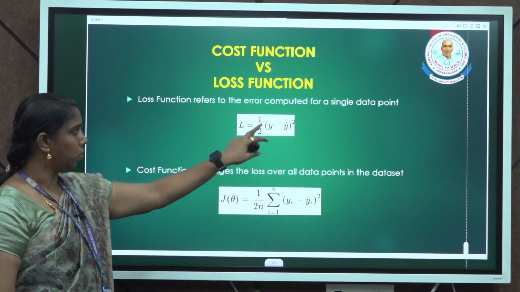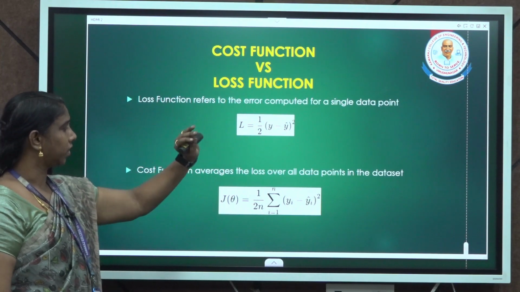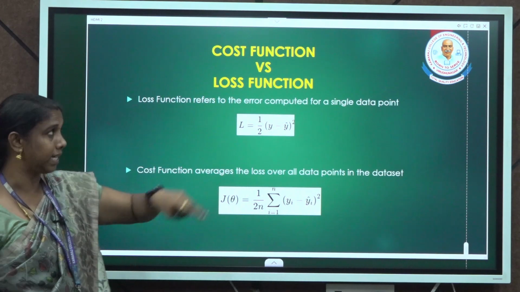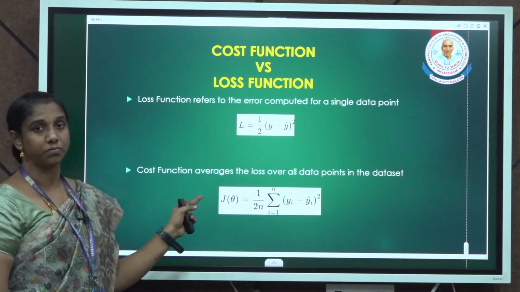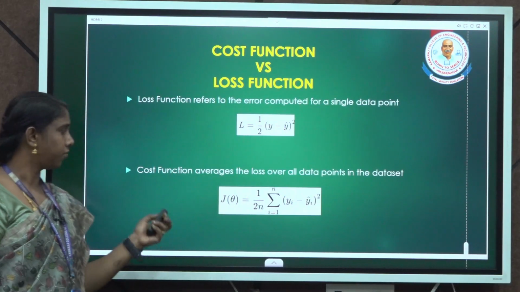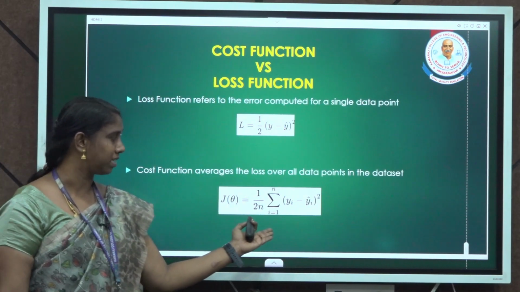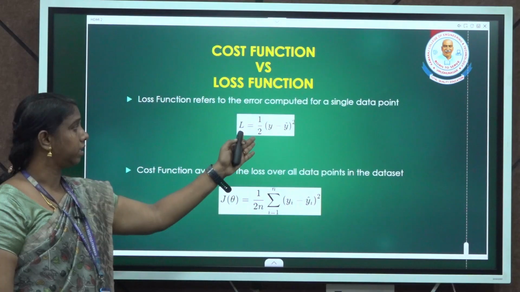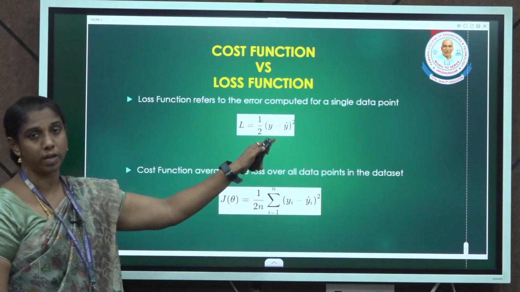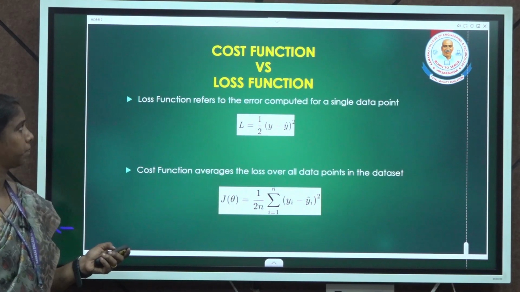So n is equal to 2. That is known as the loss function. If we consider the whole data set, that is the cost function for that particular data set. For the cost function we can use mean squared error, and for the loss function we can use 1 by 2 (y minus y cap) the whole square.